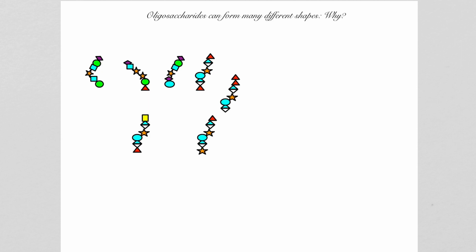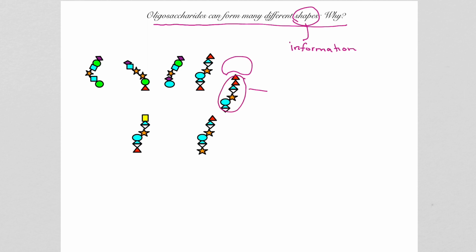So just to remind you, in the previous videos we talked about how oligosaccharides can form many different shapes. And in biology, in our human bodies, shape is basically information, very rich in information, because molecules bind to other molecules, and that binding leads to some sort of biological or physiological process. Okay, so oligosaccharides are very rich in information.